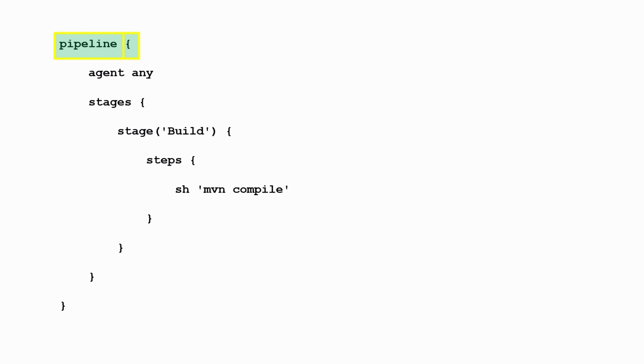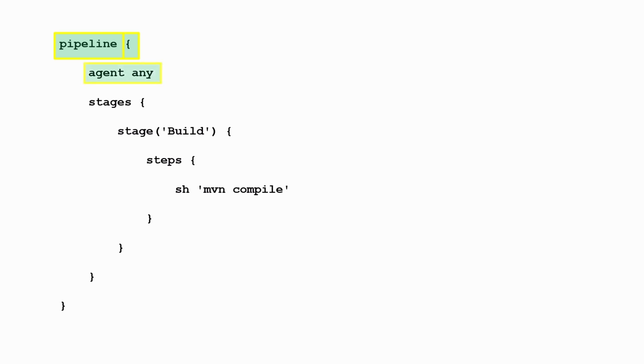Many beginners are often confused by these curly braces. Curly braces simply create a block. Everything inside the braces belongs together. For example, stage and then braces means everything inside belongs to this stage.